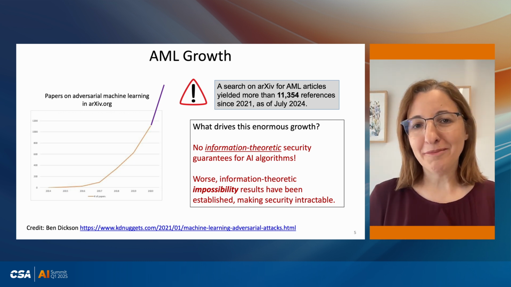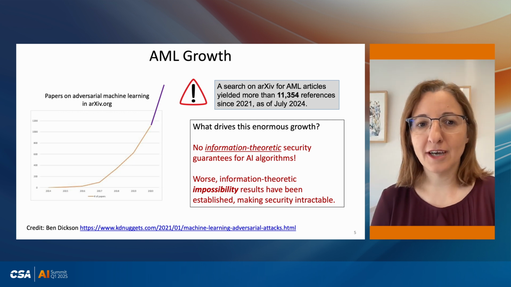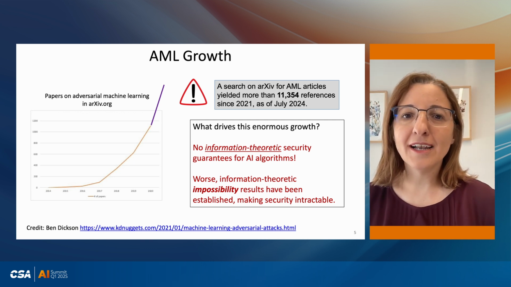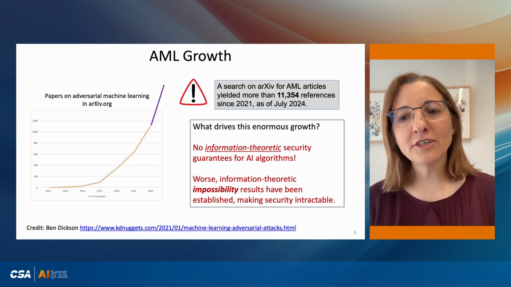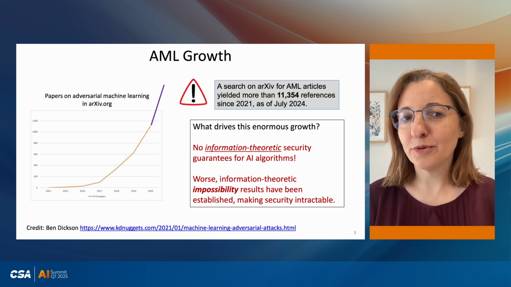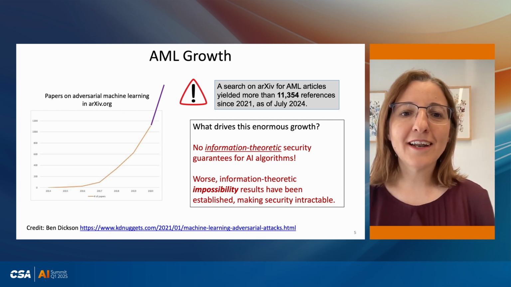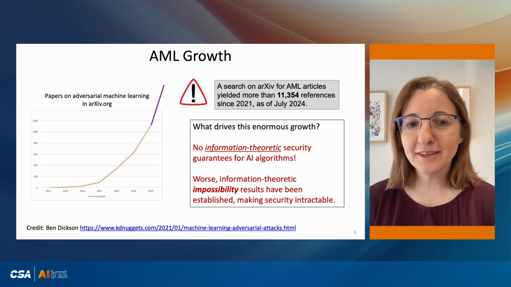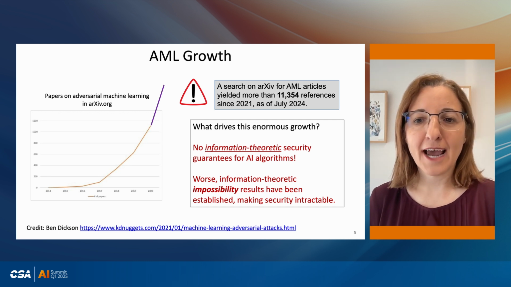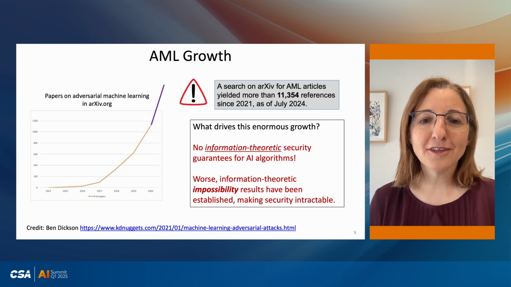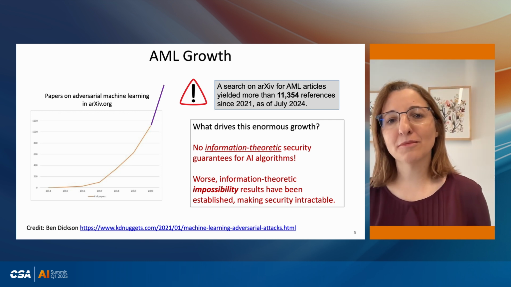The main problem with AI is that there are no information theoretical security guarantees for these systems, unlike cryptography or other fields where there are some rigorous definitions and we can prove that systems satisfy these definitions. Worse, there are information theoretic impossibility results that have been established, and that makes security intractable. This leads, unfortunately, to more and more attacks being discovered in this field, but not as many mitigations.